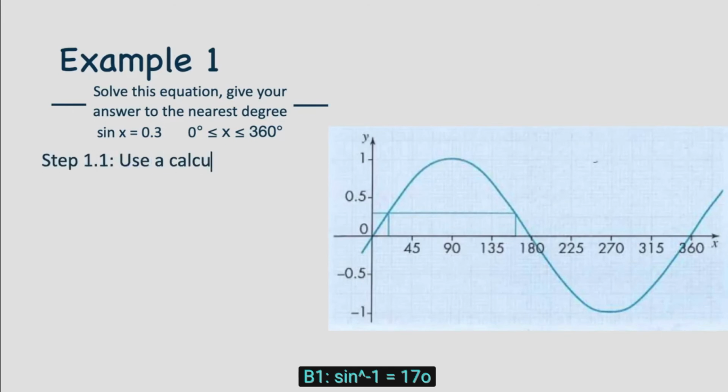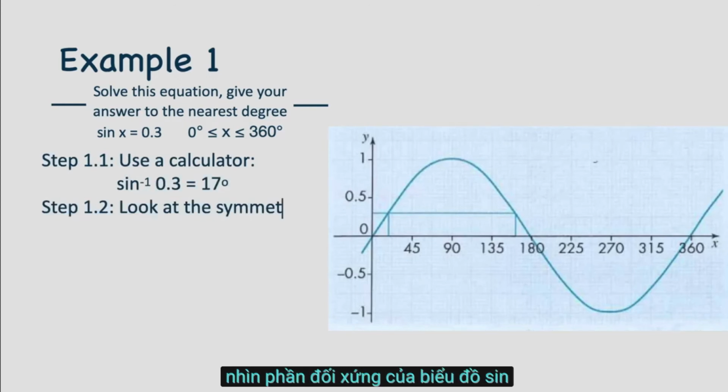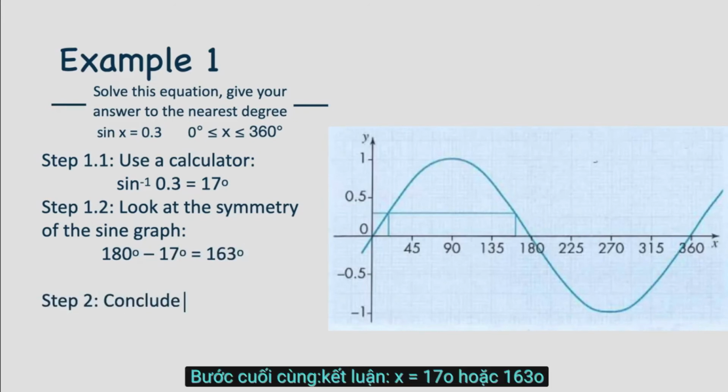Now look at the symmetry of the sine graph. We have 180 degrees minus 17 degrees equals 163 degrees, and this is the other answer. Finally, you conclude your answer, saying x equals 17 degrees or 163 degrees.